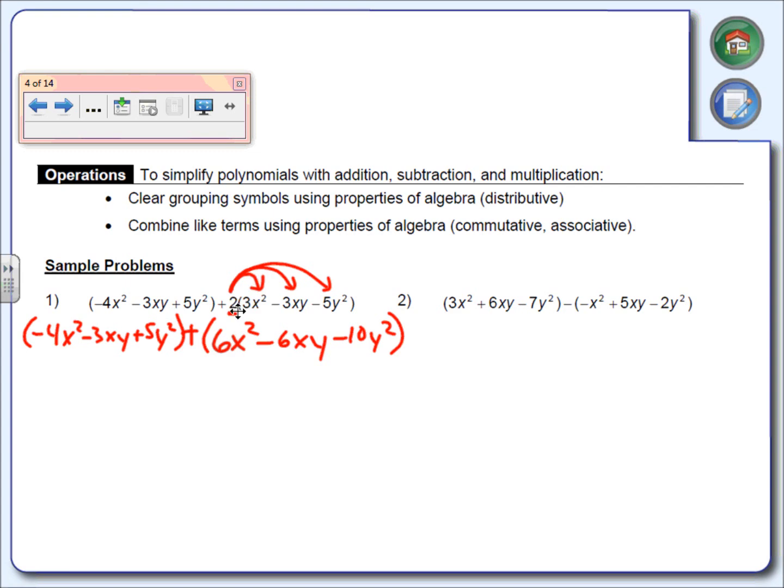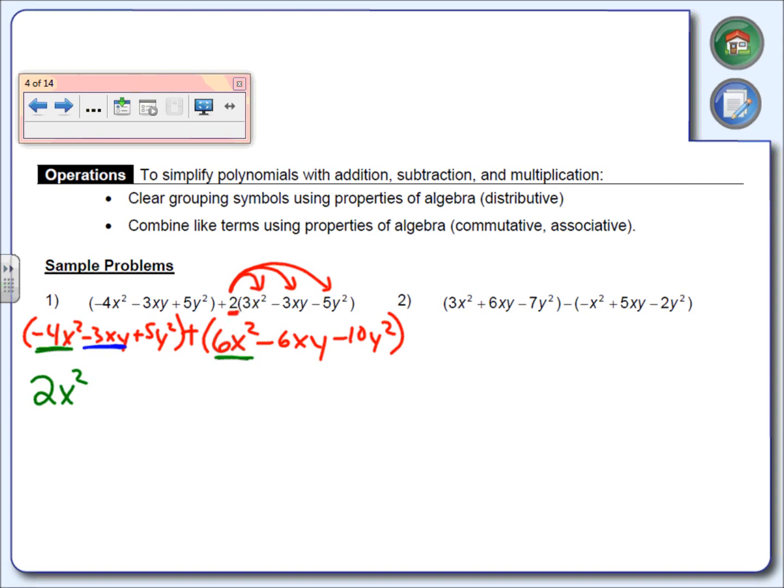Now remember, when you're adding, you can only add things that are alike. And I mean they got to be exactly alike. So I can add x's with other x's. I can add x squares with other x squares, and so on and so on. So I'm going to start right here. I'm going to take this negative 4x squared, and add it with this 6x squared. They are like terms because they both have x squares. What do you get when you add those two together? 2x squared. Remember, we don't touch the exponents when we're adding and subtracting. It's only when we're multiplying and dividing that we mess with the exponents.